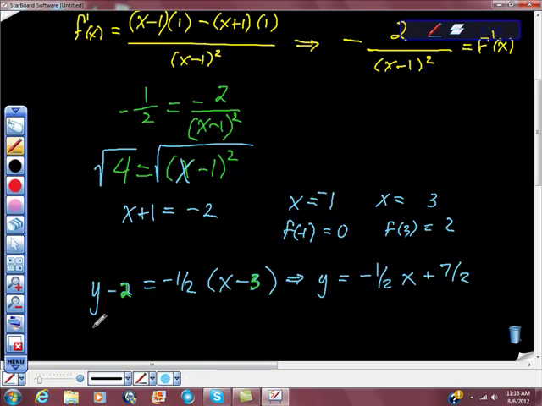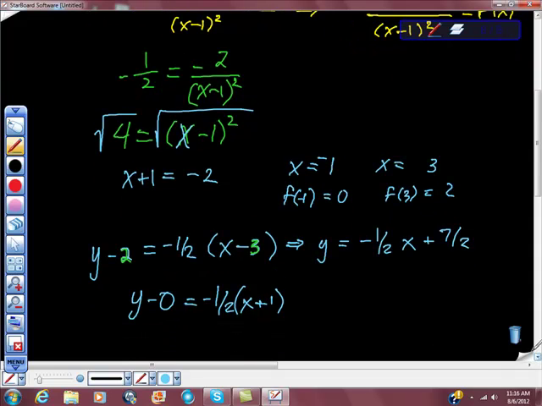The other possible equation would be y minus 0 is equal to negative 1/2 times x plus 1, isn't that right? So by extension, just doing our algebra, we would get y is equal to negative 1/2 x minus 1/2. How did I get those numbers? Well, remember that we know that when x is negative 1, y is 0. But when I put the negative 1 in here, I got negative negative, which was positive. So there is our work.